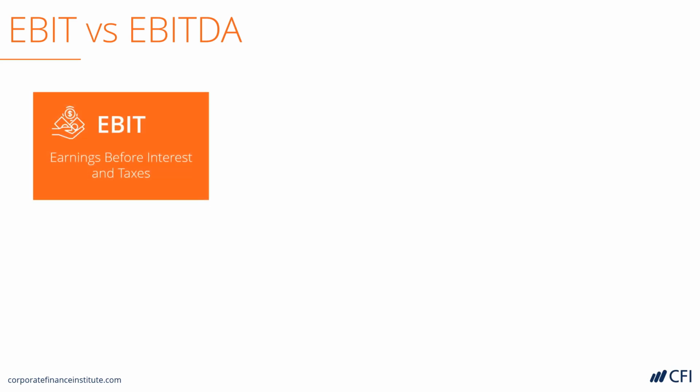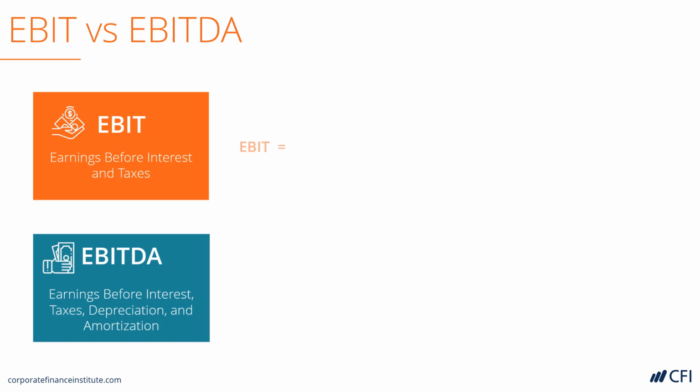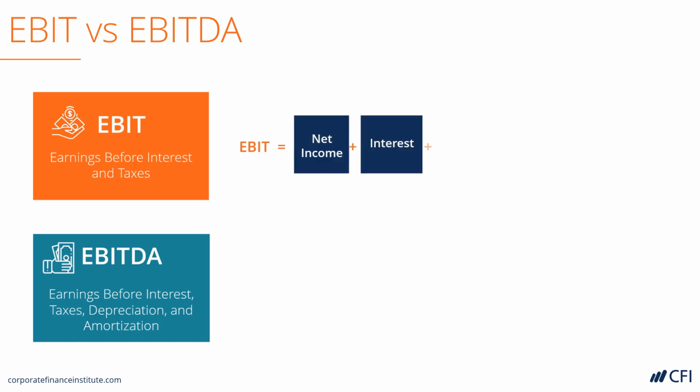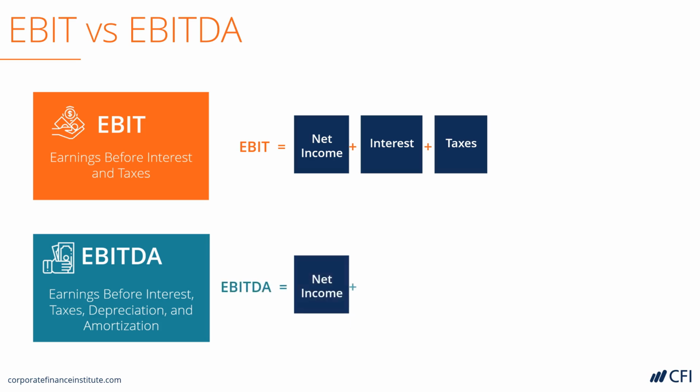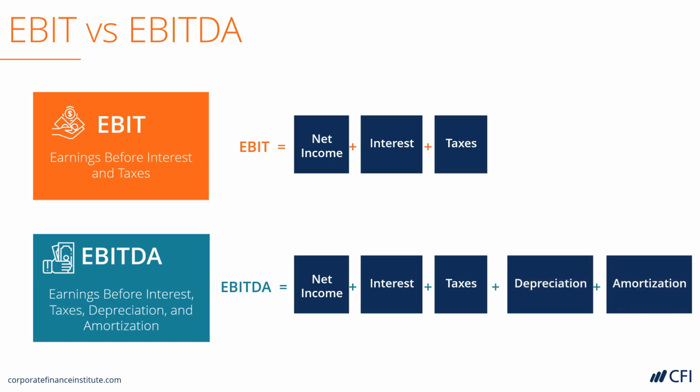Let's compare EBIT, or operating profit, to EBITDA. EBIT is equal to net income plus interest plus taxes and is also called operating profit. EBITDA, on the other hand, is equal to everything in EBIT plus depreciation and amortization added back as well.